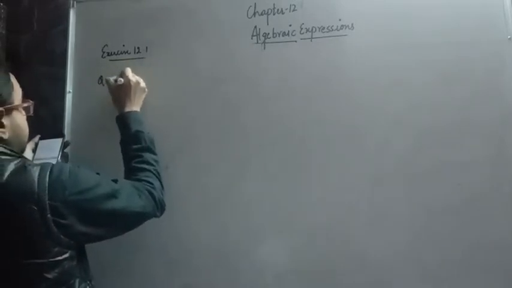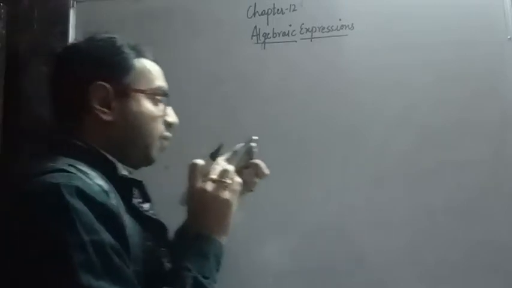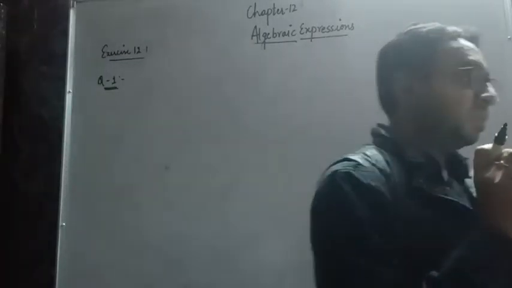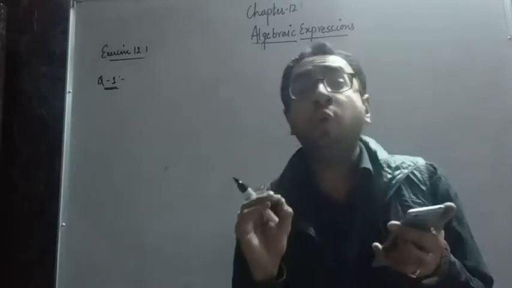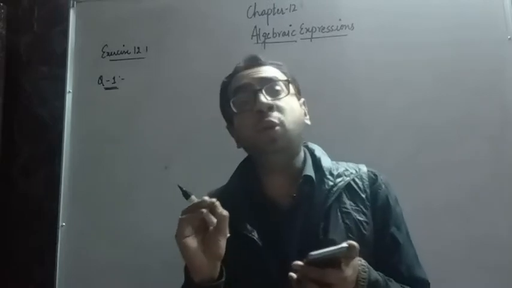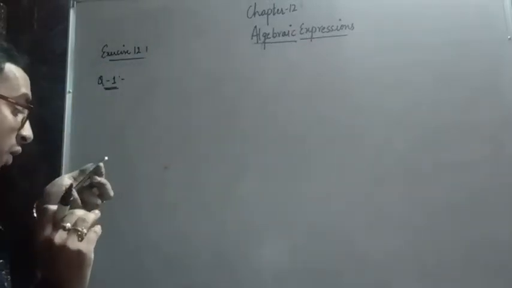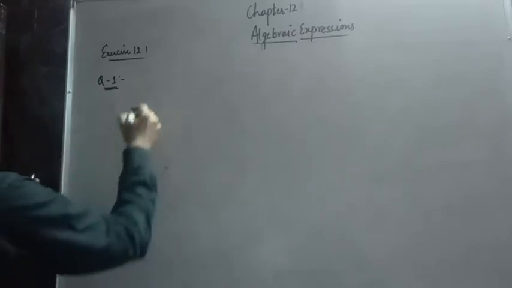Question 1. Get the algebraic expression in the following cases using variables, constants and arithmetic operation. We have to write, the statements are given and we have to convert those statements into an algebraic expression. First, subtraction of z from y.